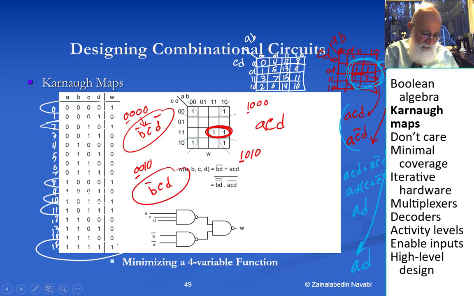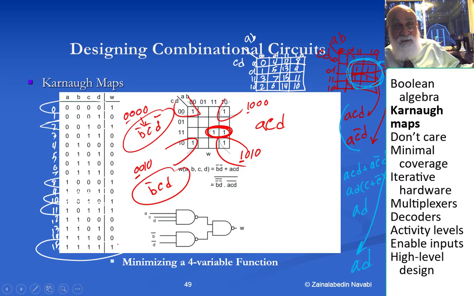These two terms have only B in common and D in common, and therefore I can take these four together and then say, well, let's look at all the variables that are the same in all four boxes. I find that B is the same. See, B is 0 in all four boxes, and then D is the same in all four boxes, so this becomes B bar D bar. What did I just do?